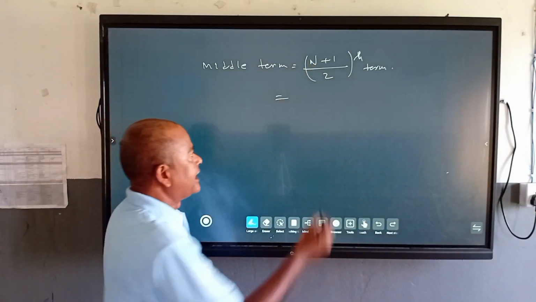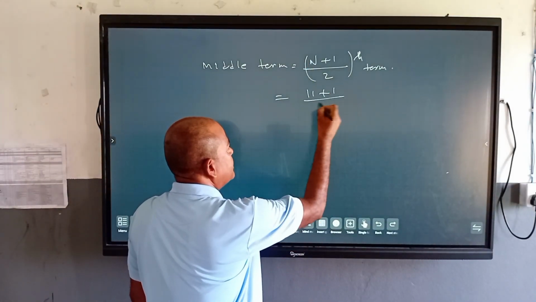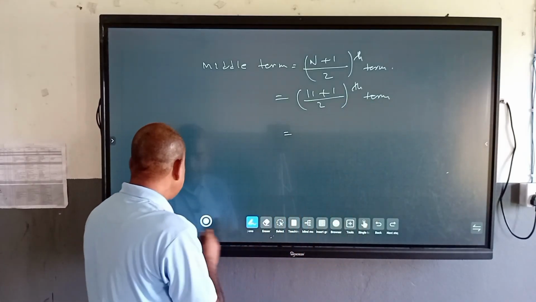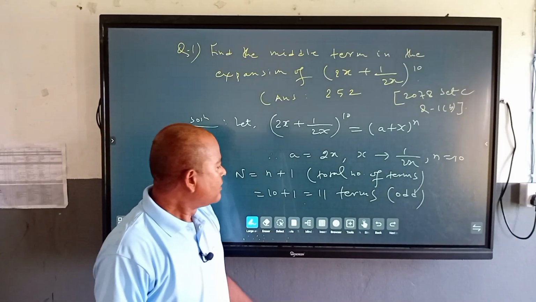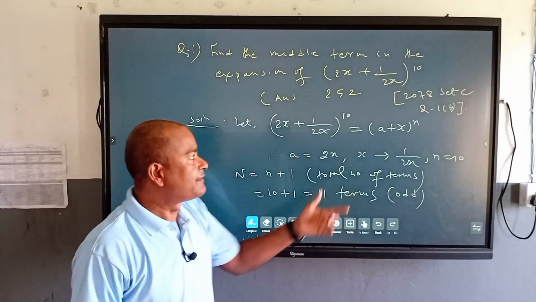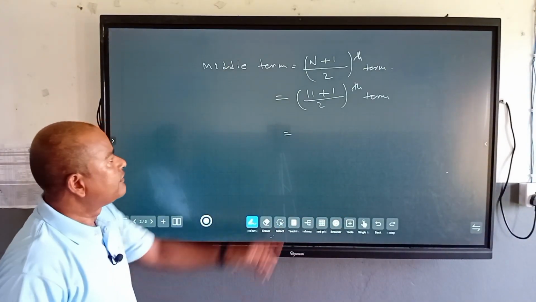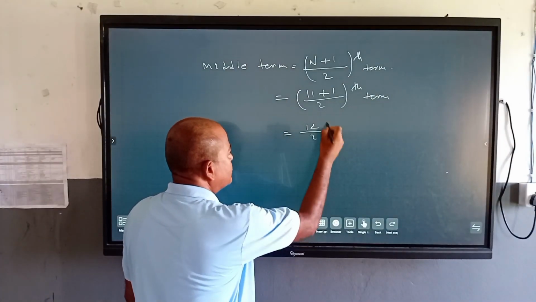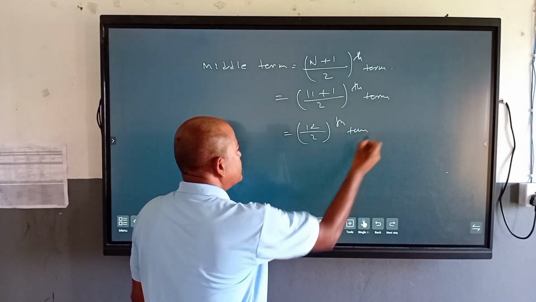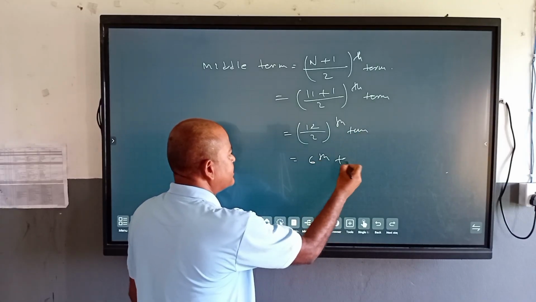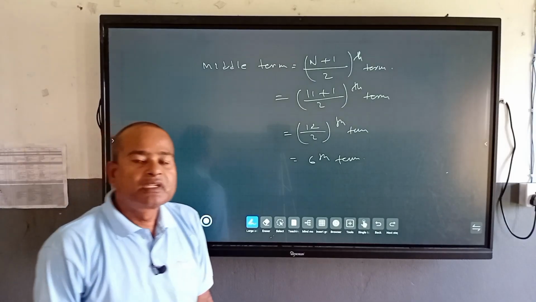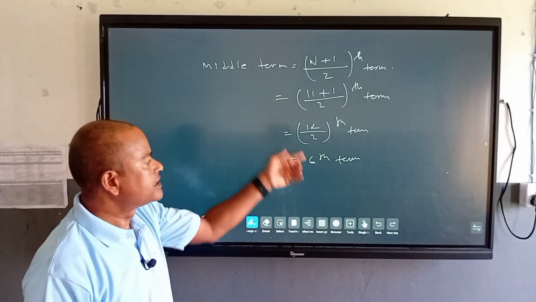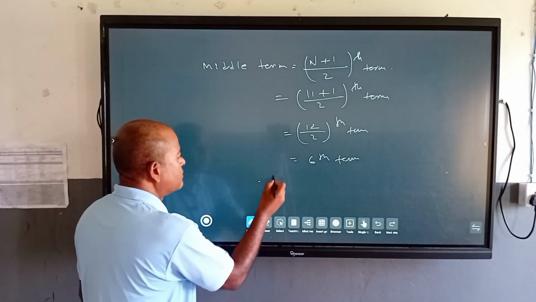The value of n is 11, that means the total number of terms is 11. So we put n as 11: (11 plus 1) divided by 2, we get 12 by 2 th term. 12 divided by 2 gives the 6th term. So dear students, the middle term of the given binomial expansion is the 6th term. So we are going to find out the 6th term now.